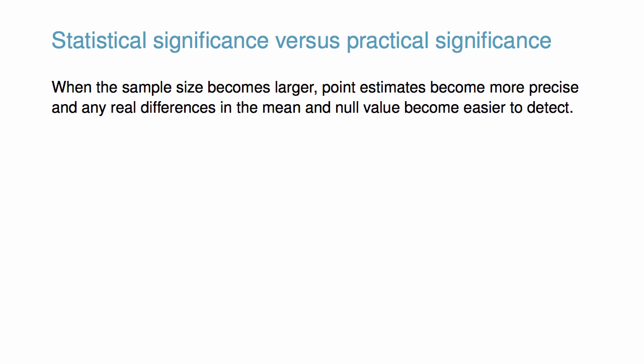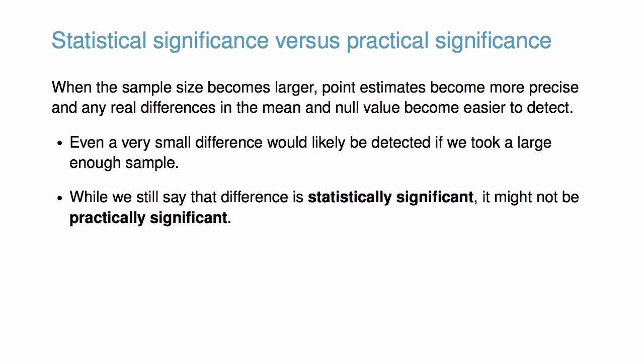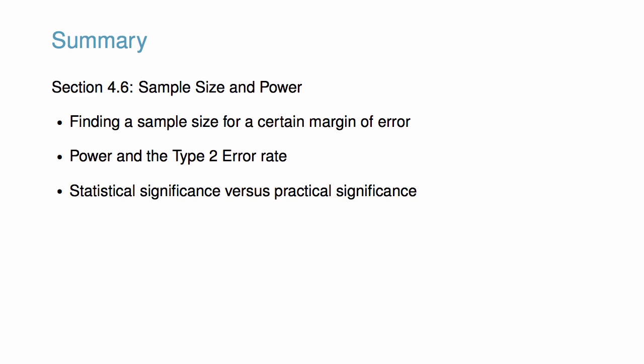When the sample size becomes larger, point estimates become more precise and any real differences in the mean and null value become easier to detect. Even a very small difference would likely be detected if we took a large enough sample. While we still say that the difference is statistically significant, it might not be practically significant. This video introduced important ideas that should be considered when choosing a sample size, planning a study, or planning an experiment.